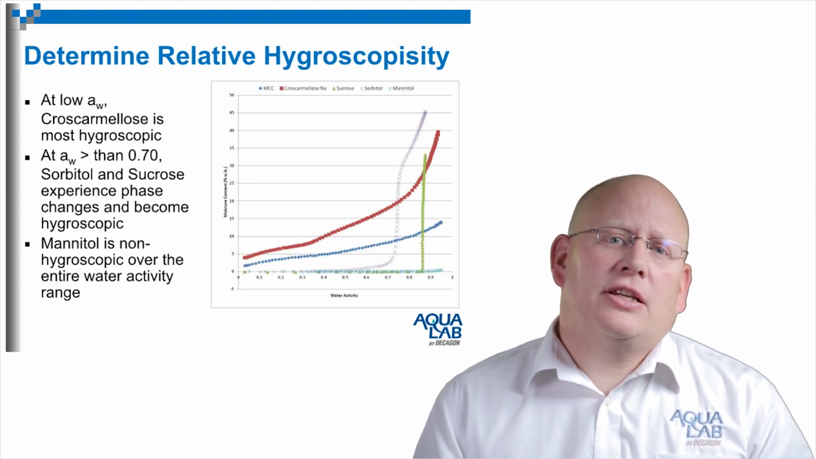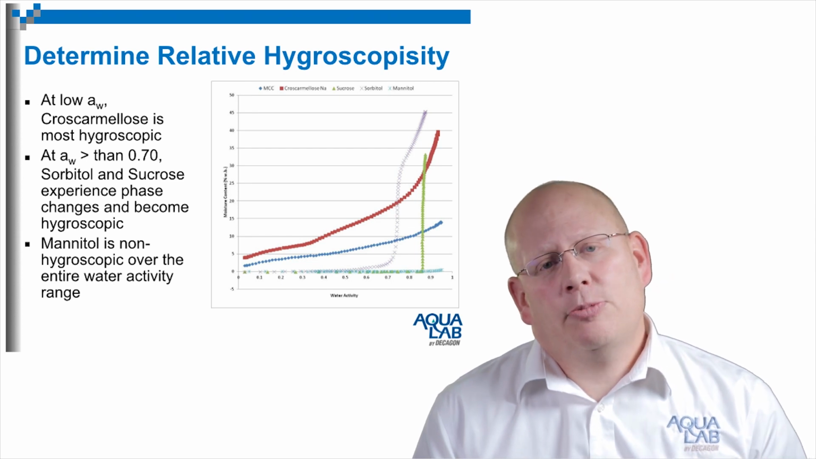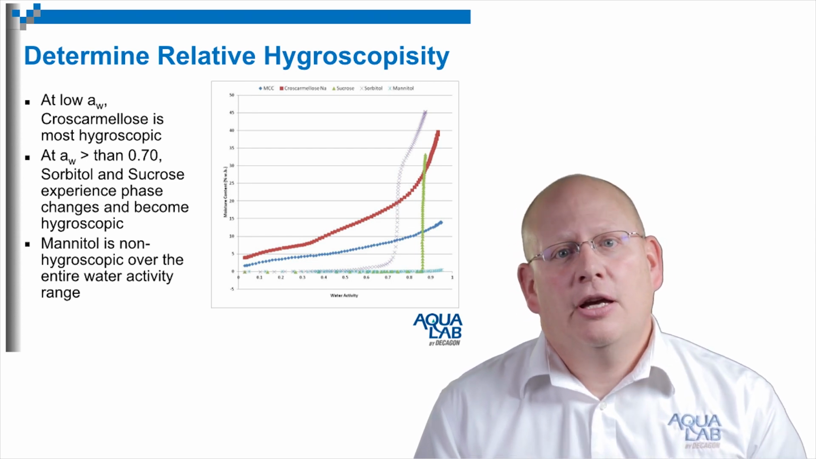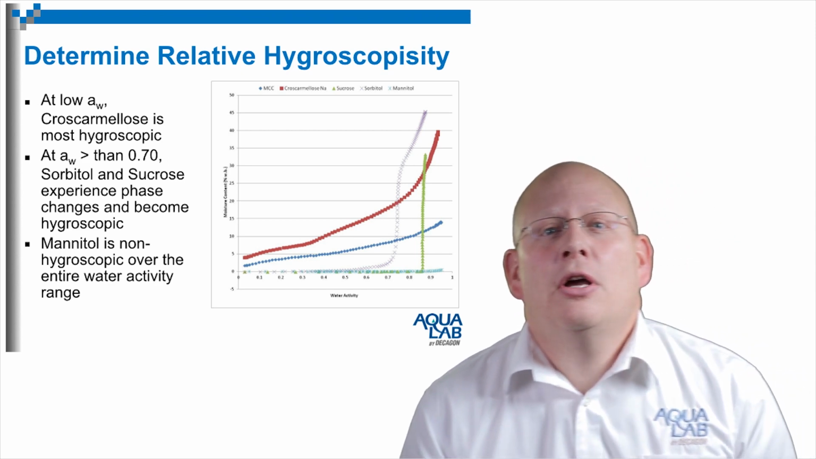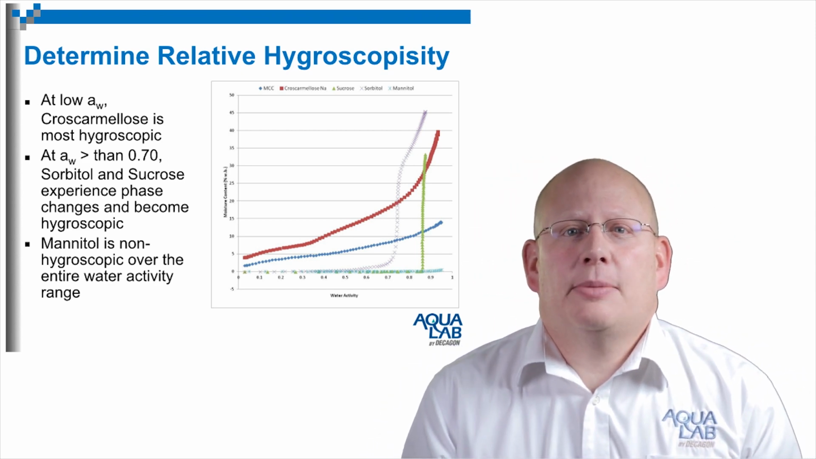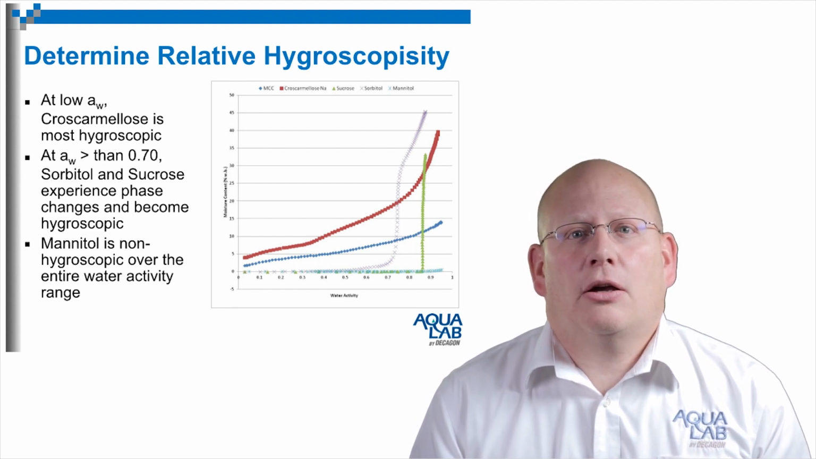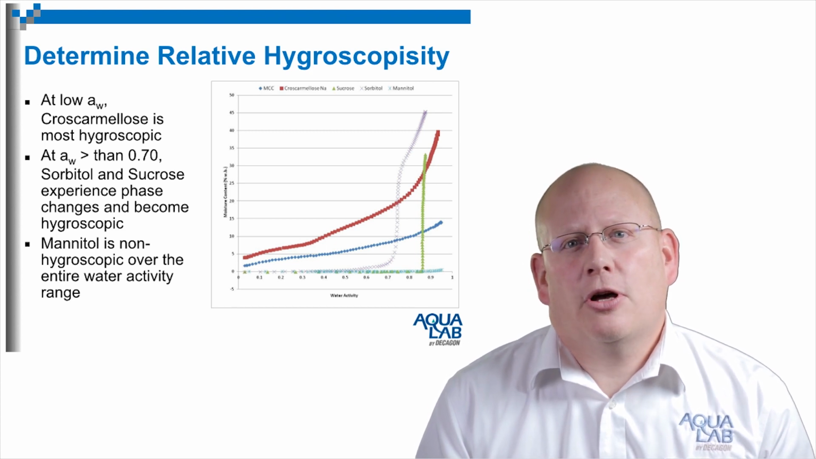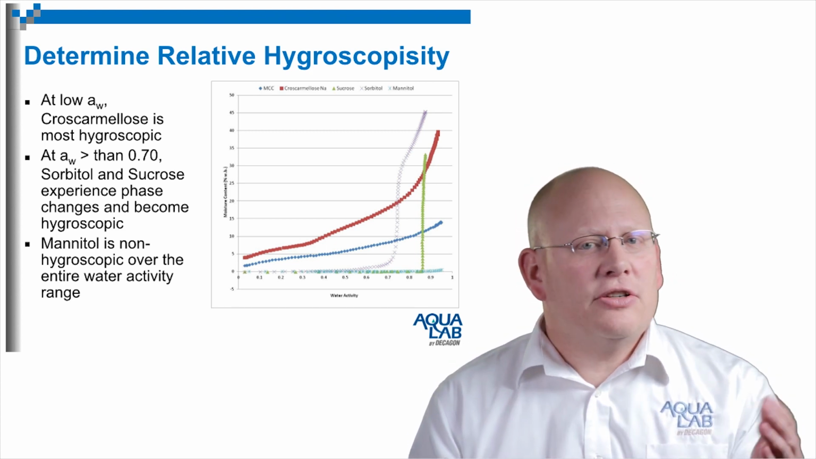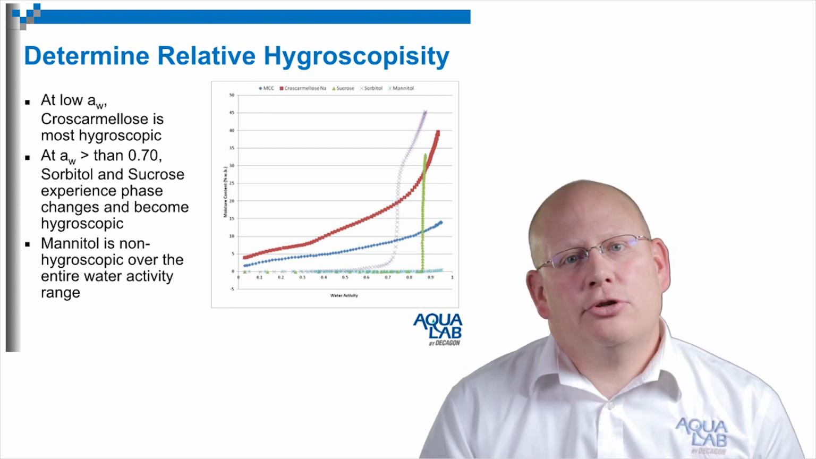So if you were to do this and consider different types of excipients, one of the first things you want to do is look at how they respond to moisture. Are they hygroscopic? How hygroscopic are they in comparison to other types of excipients? And so on this graph, you'll see several different types of excipients. There's MCC shown, carmellose sodium, sucrose, sorbitol, and mannitol are shown here. And each of them have very unique, as you can see, moisture absorption properties.